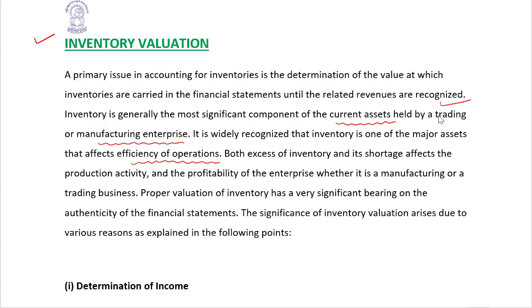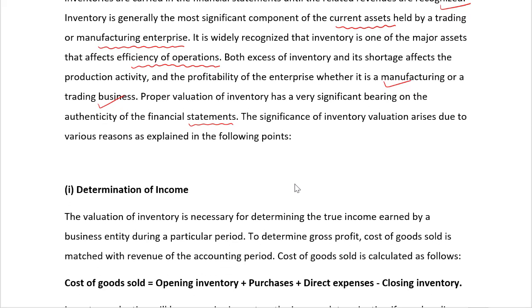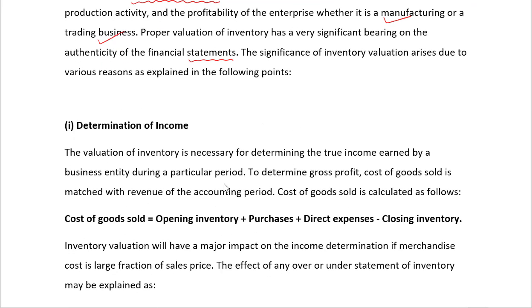Both excess of inventory and its shortage affect the production activity of the enterprise, whether it is a manufacturing or trading business. Proper valuation of inventory has a very significant bearing on the authenticity of the financial statements. The importance of inventory valuation arises due to the various reasons as explained in the following points.